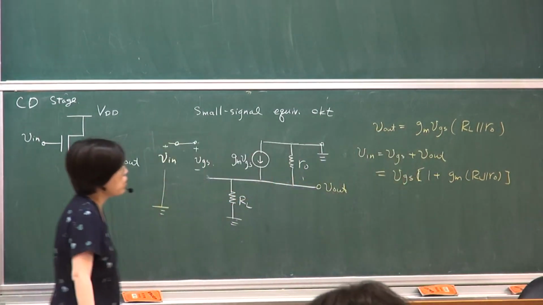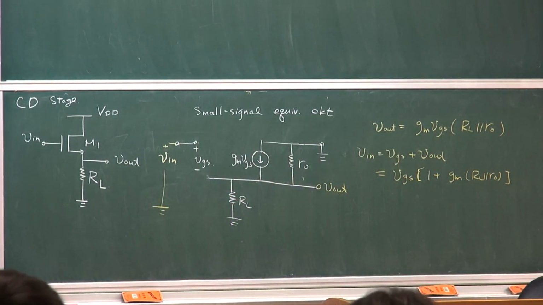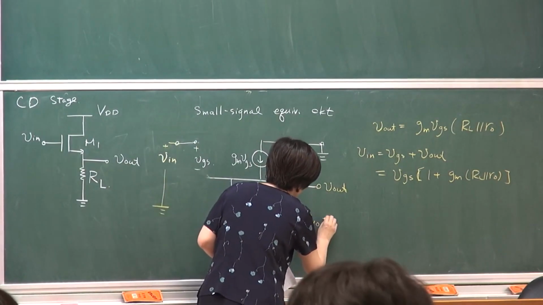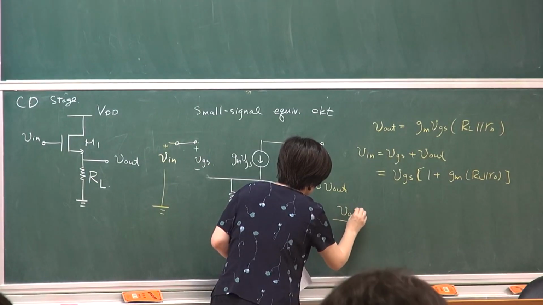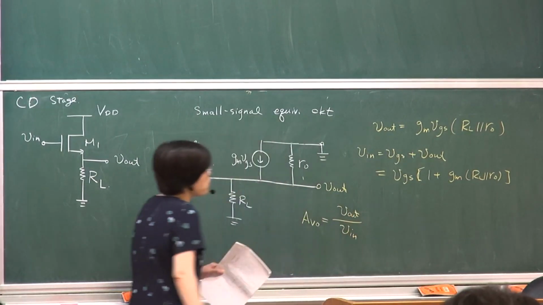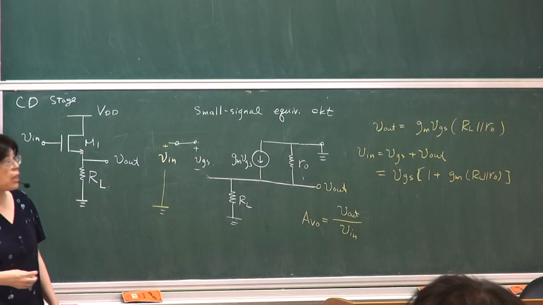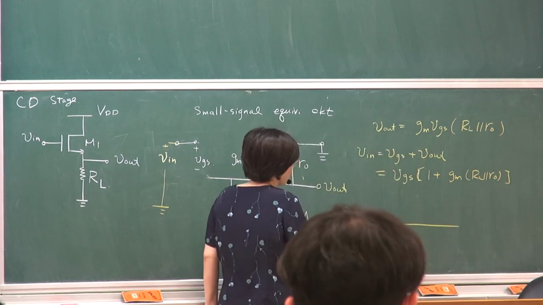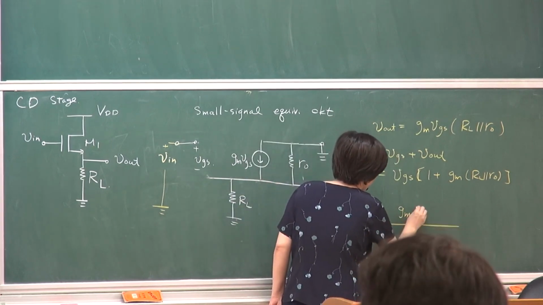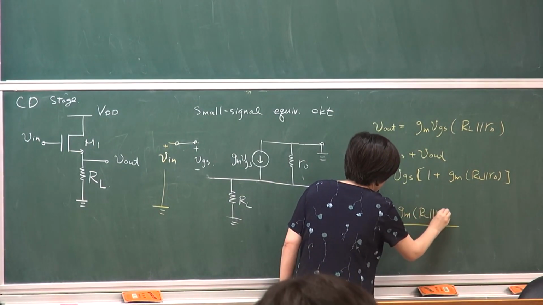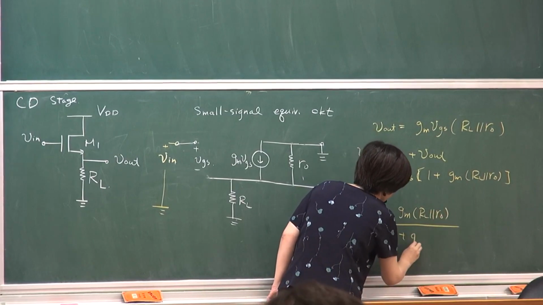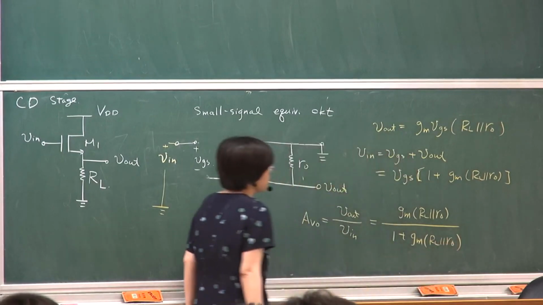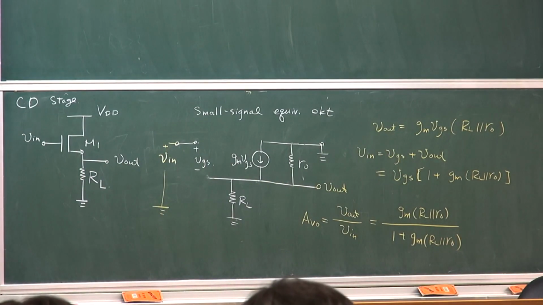Once we have this equation, you can simply divide output by input to get the voltage gain. So my voltage gain is defined as VL over V in, both in terms of VGS, therefore you can eliminate VGS from the numerator and denominator, so you get GM (R load in parallel RO) over 1 plus GM (R load in parallel RO). Okay? So that could be quite straightforward.